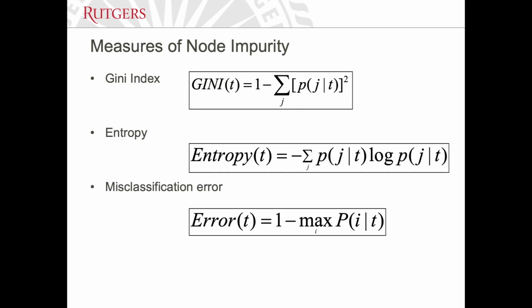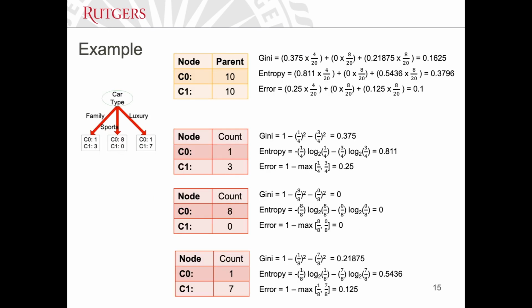This slide shows the calculation formula for each impurity measure. Let's see an example of how they are calculated. In our previous example, we have different splitting nodes. The example shown here is based on the car type. Before splitting the nodes, we have 10 instances for each of class 0 and class 1.